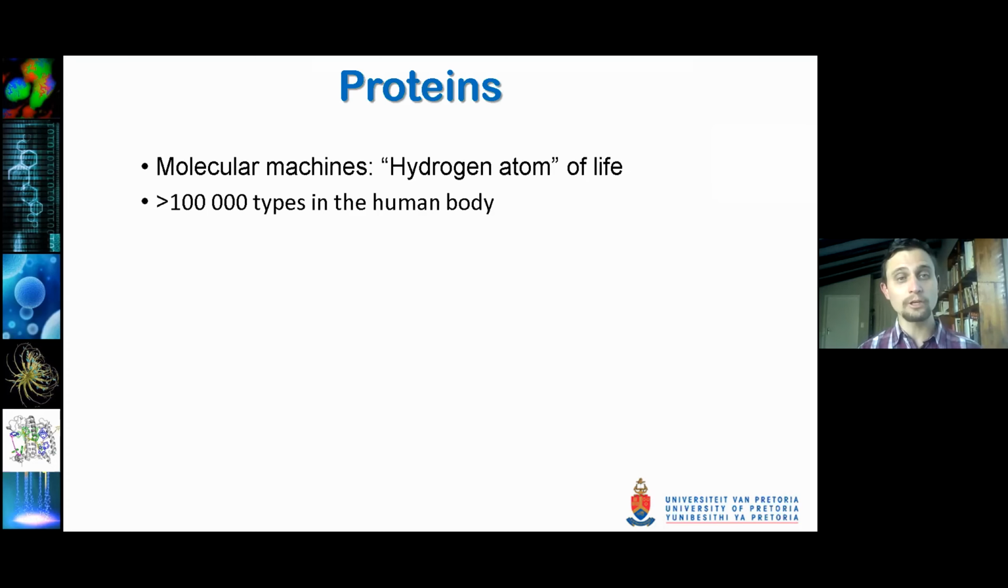In the human body alone, there are more than 100,000 types of different proteins. The reason that I can't give a full number here is that nobody knows yet how many types of proteins there are in the human body. Some say there could be up to 1 million different types. Nobody really knows. Only a small fraction of proteins have been identified and sequenced so far.